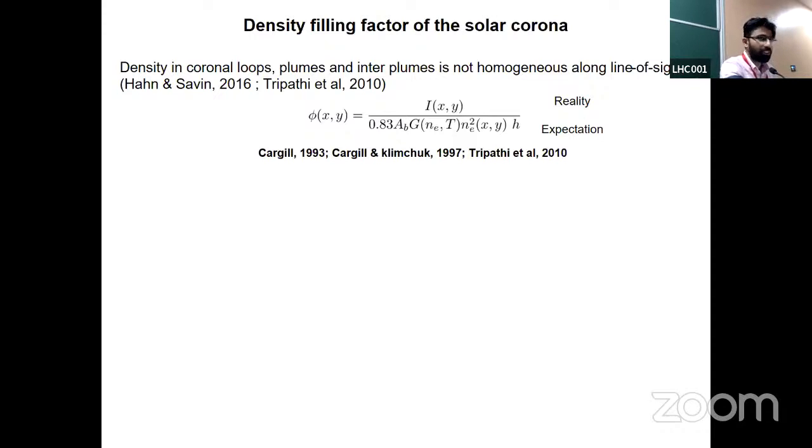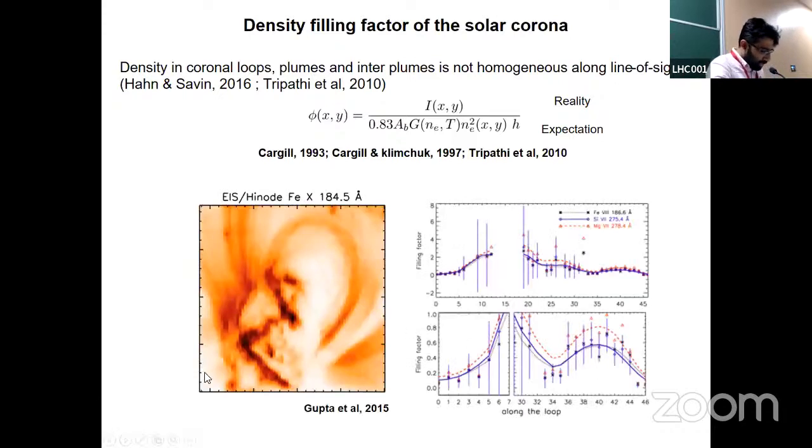But then when the reality will not match expectation, then the problem comes. Then what should we do, and how should we estimate these filling factors? And this is a very interesting one. In fact, this was the motivation for us to look at this problem in more detail using MHD simulation. And this work was done by Gijesh Gupta.